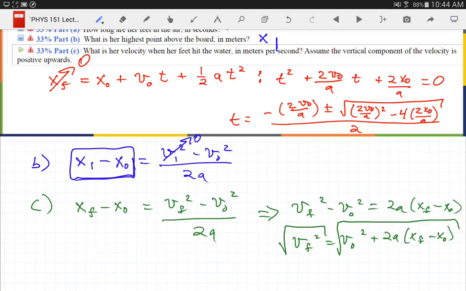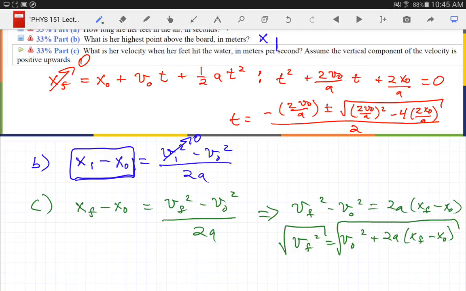And of course, technically there's a plus or minus introduced when you do the square root. So we have two possible answers, a positive answer and a negative answer. And that's where we have to use logic. What direction is she traveling when her feet hit the water? She's going to be down. So that means we're going to use the negative answer because she was going down.